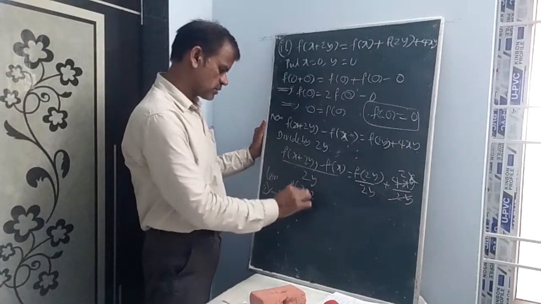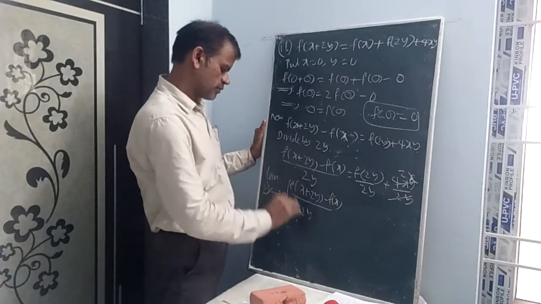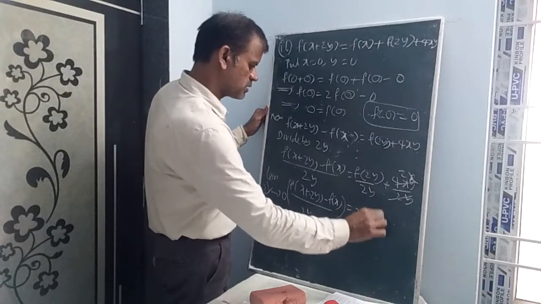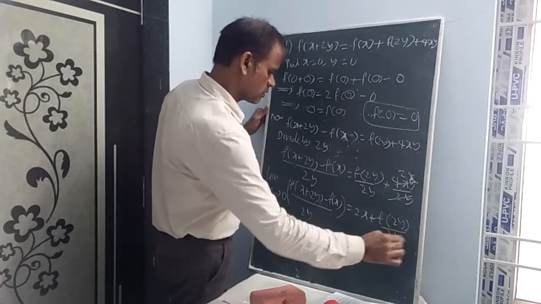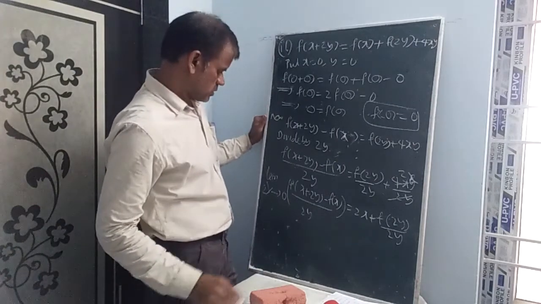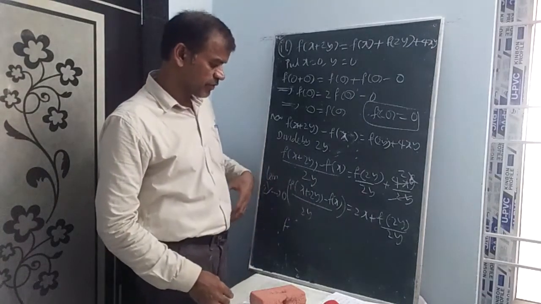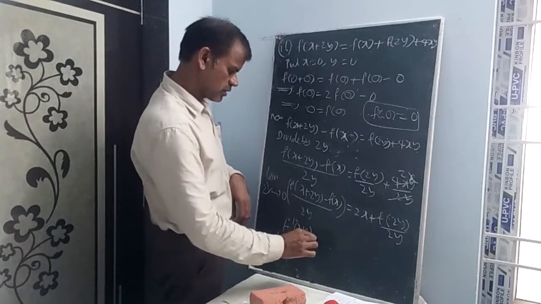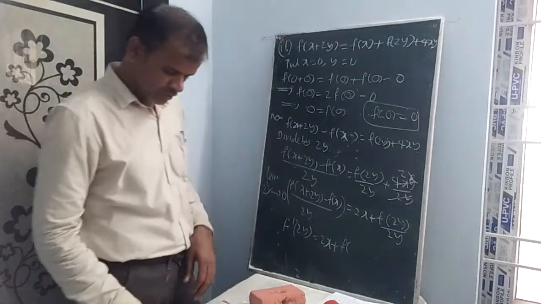(f(x+2y) minus f(x)) whole by 2y is equal to 2x plus f(2y)/2y. Now this is the formula of f(x+h) minus f(x) by h, the concept of f dash. So this is f dash of 2y. f dash of 2y is equal to 2x plus f(2y)/2y.